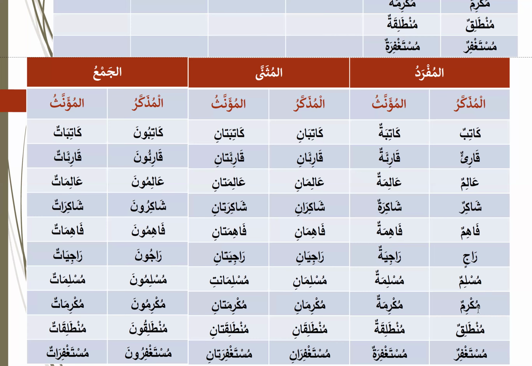Mukrimun means the one who honors, or the honoring person. For female, mukrimatun, and mukrimani, mukrimatani for dual, male and female, and mukrimuna, mukrimatun for plural. Muntaliq means the one who is leaving. Muntaliqatun for female, muntaliqani, muntaliqatani for dual, and muntaliquna, muntaliqatun for plural. Mustaghfir means the one who is seeking forgiveness. Female mustaghfiratun, mustaghfirani and mustaghfiratani for dual, and mustaghfiruna and mustaghfiratun for plural.